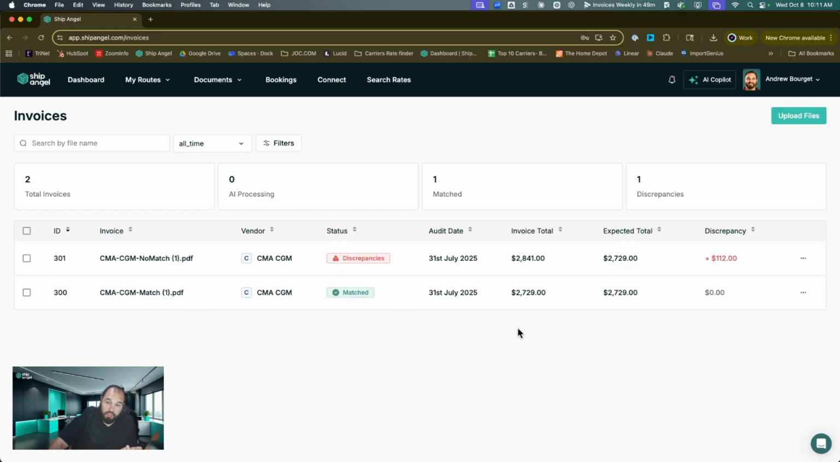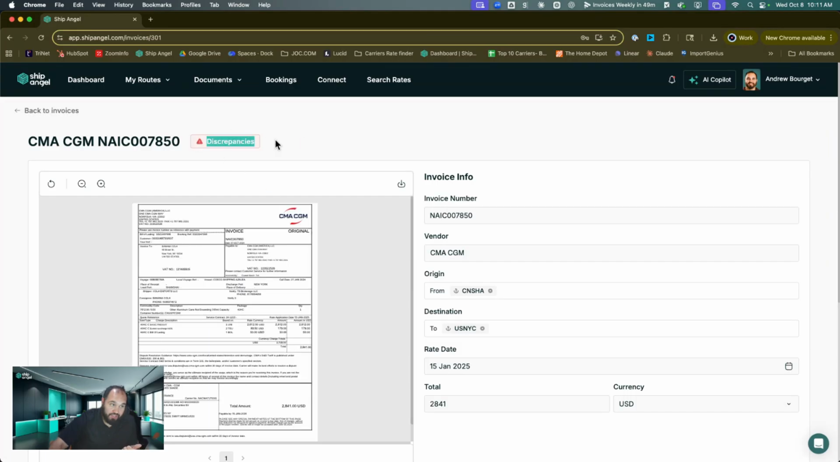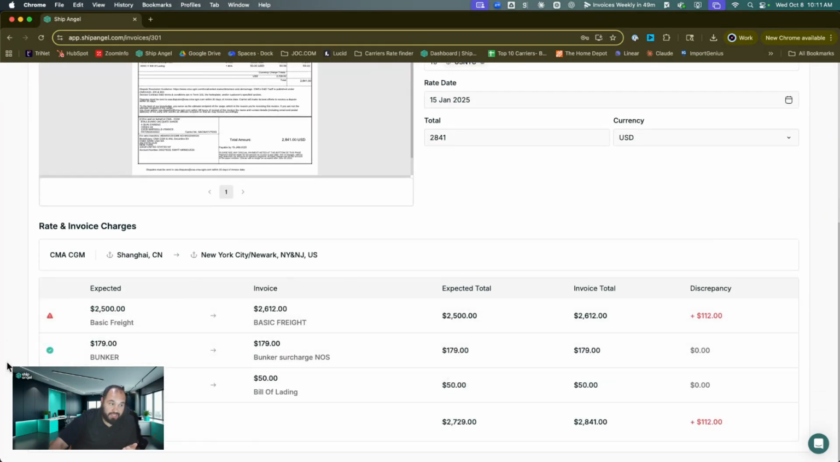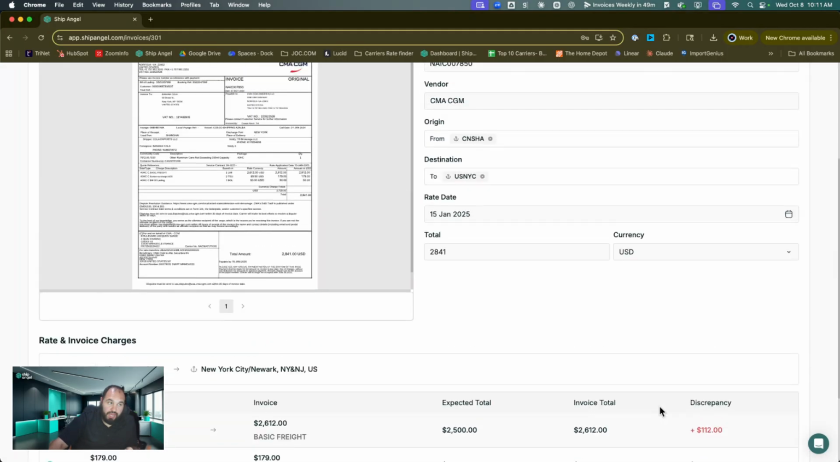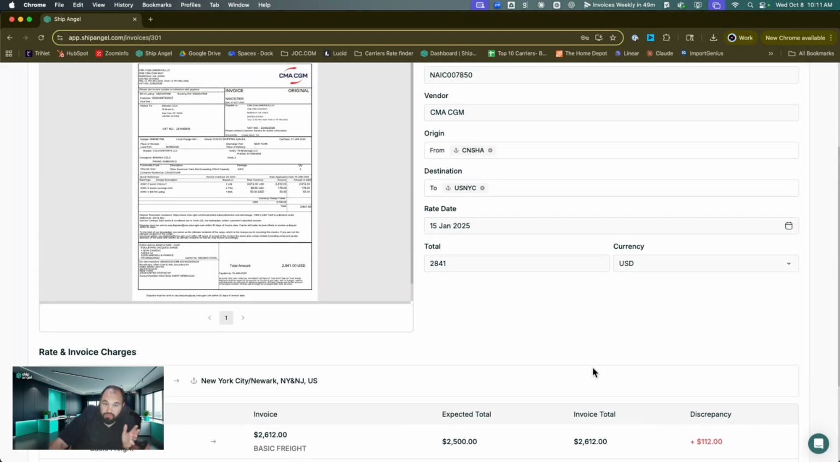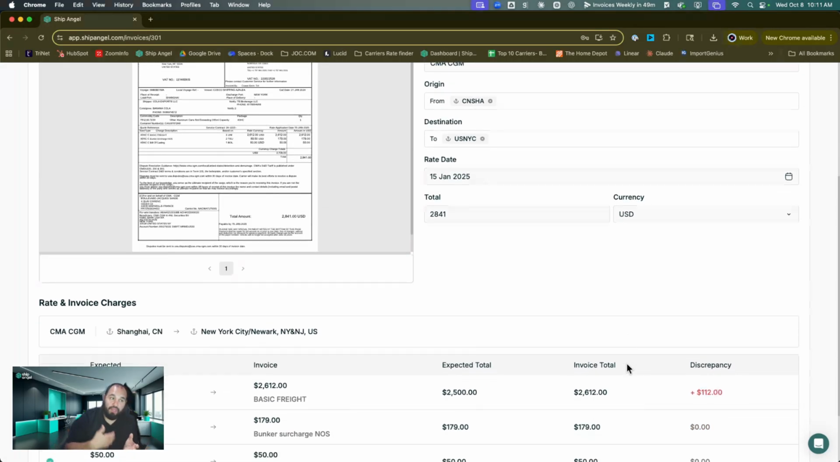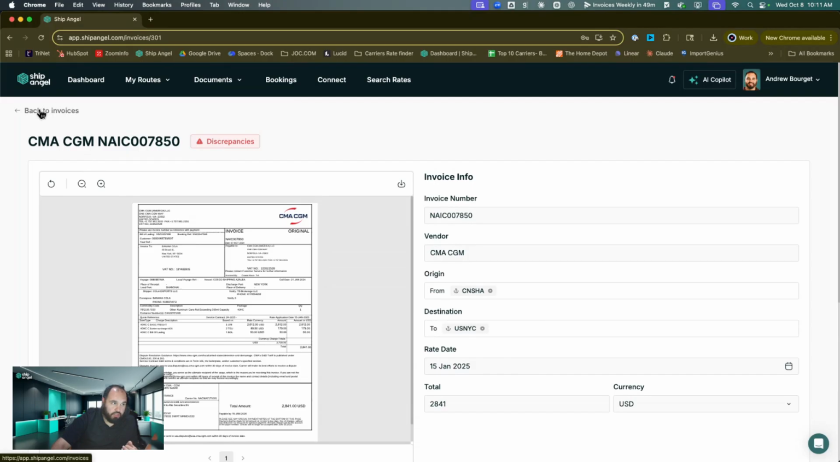Or more importantly, the common phrase in logistics is I want to manage by exception. I want to go in here, understand that this invoice was discrepant, and understand where the mistakes lie. In this scenario, the invoice came in at 2612. There's a $112 discrepancy. I need to focus on this invoice. I need to go to CMA and say, hey guys, you made a mistake. Can you review this? We're going to give you that tool, powered by our artificial intelligence machine internally.